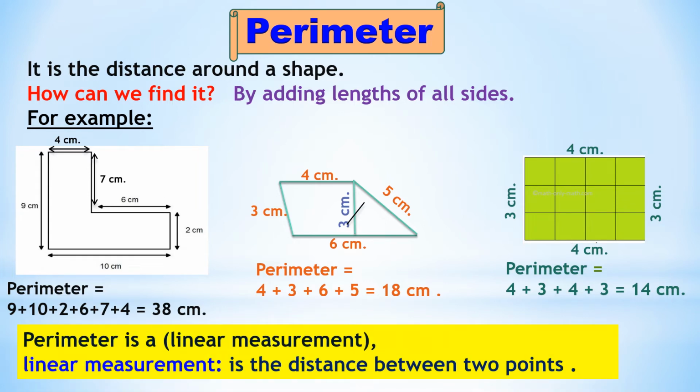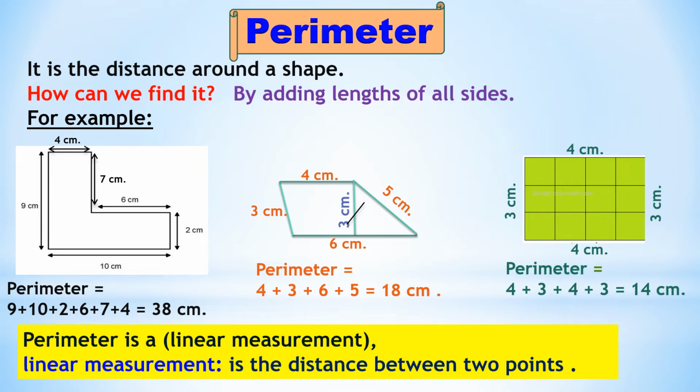And we have here a note for us. Perimeter is a linear measurement. What's linear measurement? Linear measurement means the distance between 2 points. So between one point and the other point, this is a line, okay?